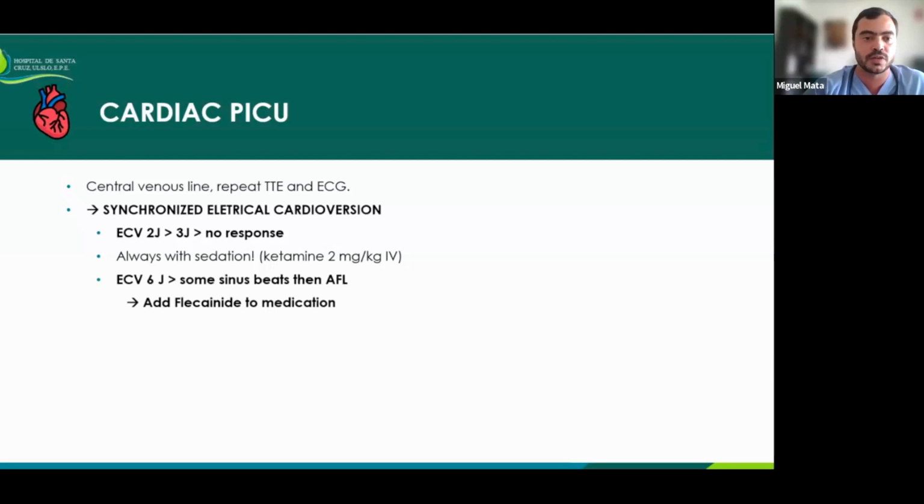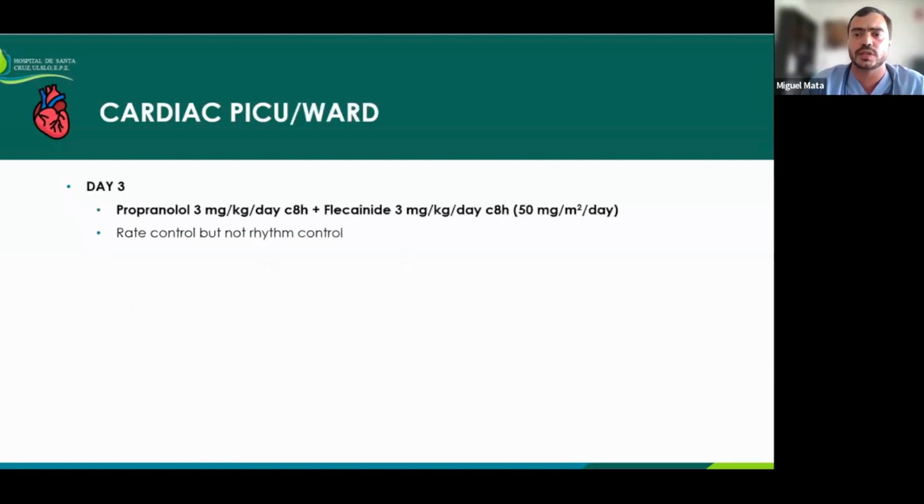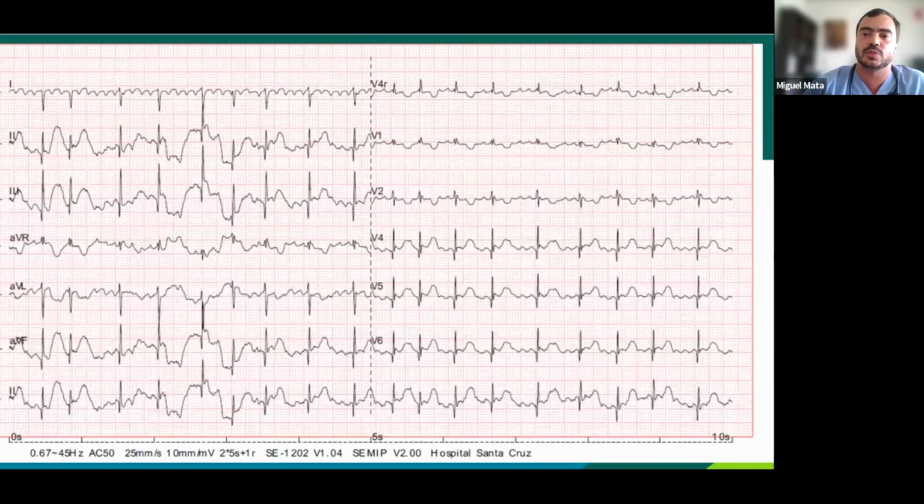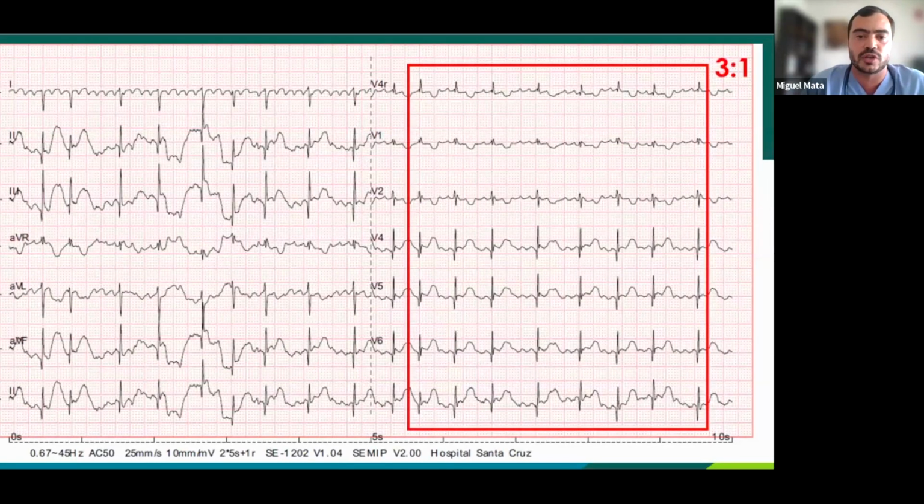to the medication that the child was already under. So after 2 days, we had achieved our target dosage of 3 milligrams per kilo per day of propranolol and 3 milligrams per kilo per day of flecainide, which was near 50 milligrams per meter square. And we already had some rate control, but not rhythm control. The AV conduction had reduced. So we already had 3-to-1 AV conduction with a heart rate around 100 beats per minute, but the rhythm was not under control.